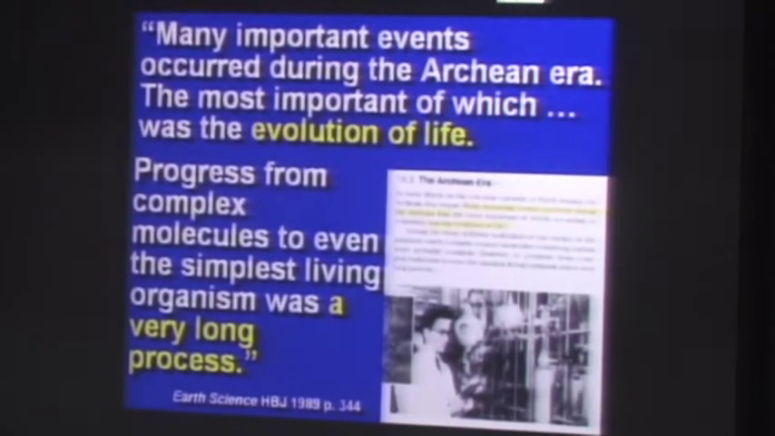This textbook says, many important events occurred during the Archean era, the most important of which was the evolution of life. Progress from complex molecules to the simplest living organism was a very long process. I guess so. If you give it billions of years, somehow it looks more reasonable, you know.